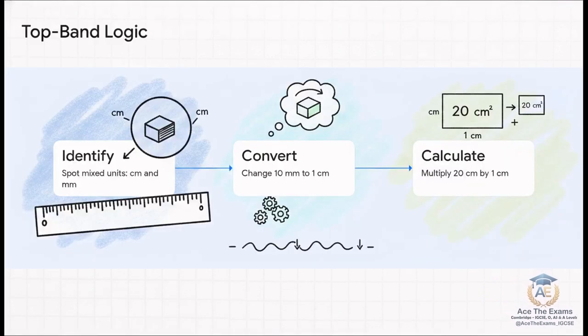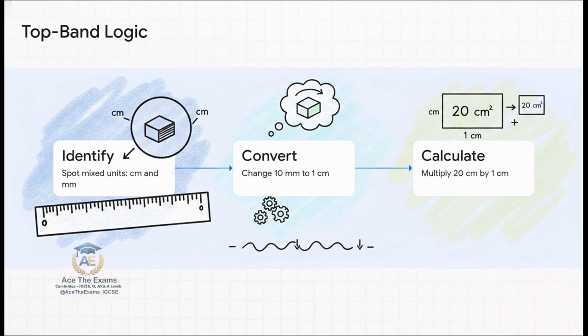So here is exactly how that golden rule builds a perfect top band answer. Step 1. We identify the mixed units in the data. We've got centimeters and millimeters. Step 2. We apply scientific reasoning to make them consistent. So we explicitly convert the width from 10 millimeters over to 1 centimeter. Step 3. Now and only now do we actually execute the calculation. 20 centimeters multiplied by 1 centimeter equals 20 centimeters squared. This step-by-step logic, proving your awareness of the units, is exactly what the examiner is hunting for.